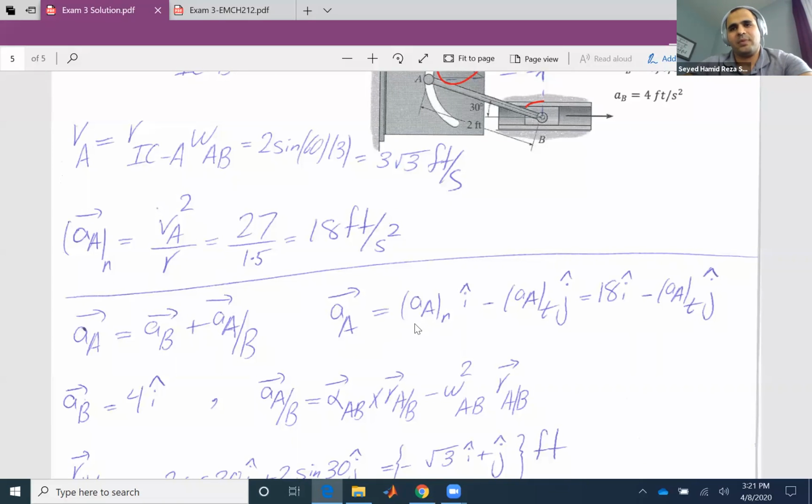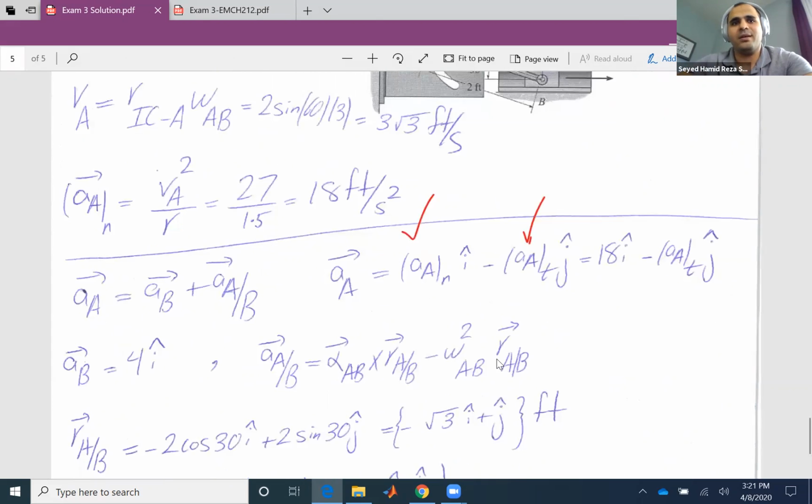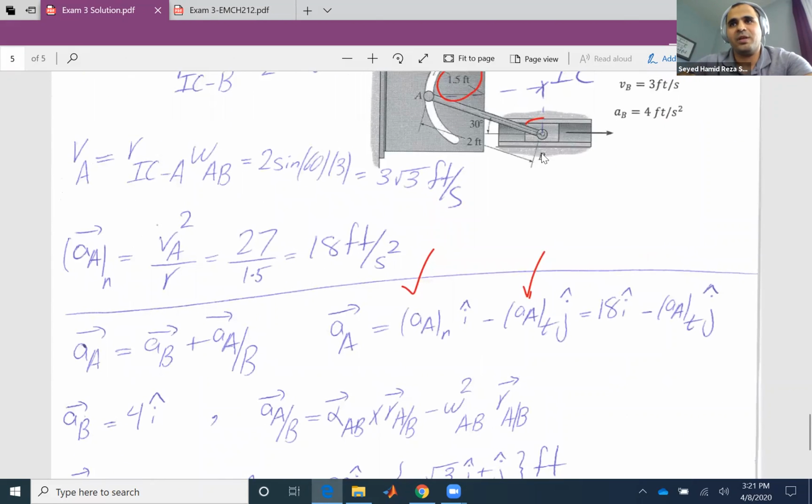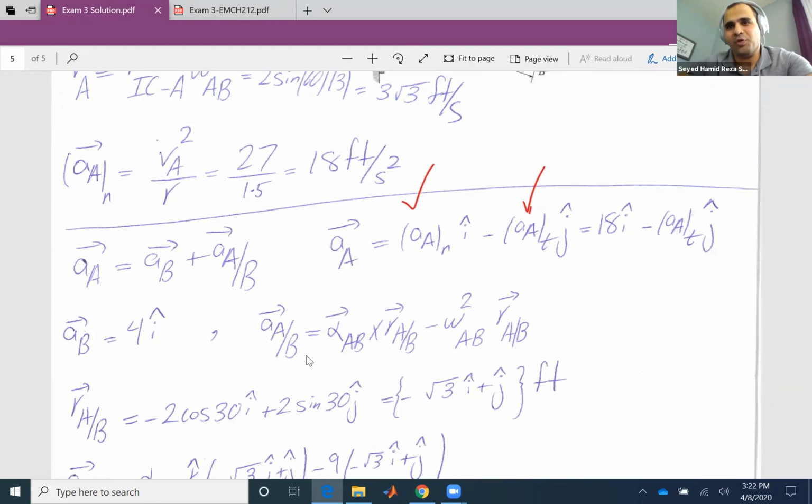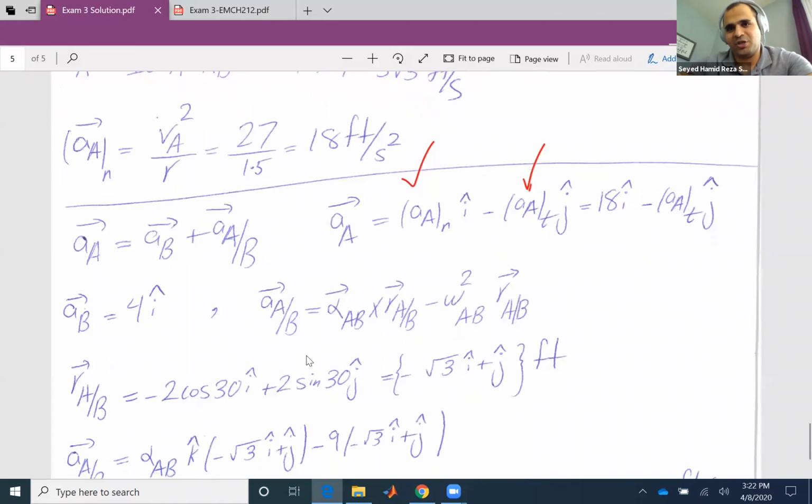AA has two components: N, which we already found, and the AT component, which we don't know and haven't found yet. Then AB, we know everything about AB. It's 4, it's linear, it has one component. It's not rotating about any curvature, it's just straight all the time. So it's 4I. AA over B is a relative acceleration. It has two components, the tangential component and the normal component.